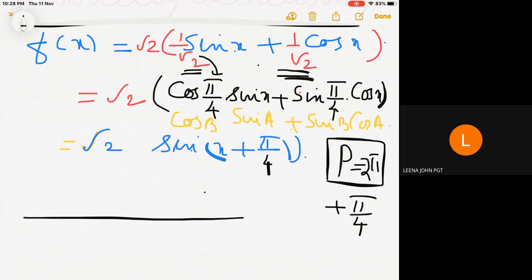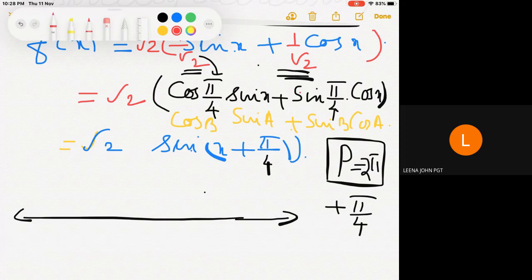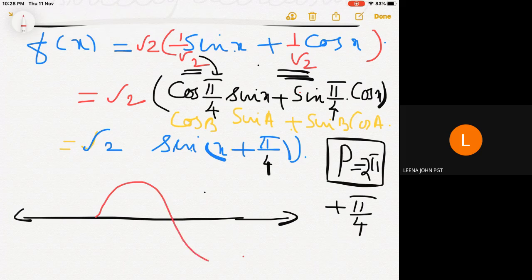So how to draw the graph? I am not drawing the y-axis now. What I am going to do is draw the original sine curve. It comes like this. For the original curve, here it was 0 and here it is 2 pi. But for this curve, the shifting will be pi by 4 units. This plus pi by 4 means pi by 4 units left of the original curve. It goes to the left side, so minus pi by 4.